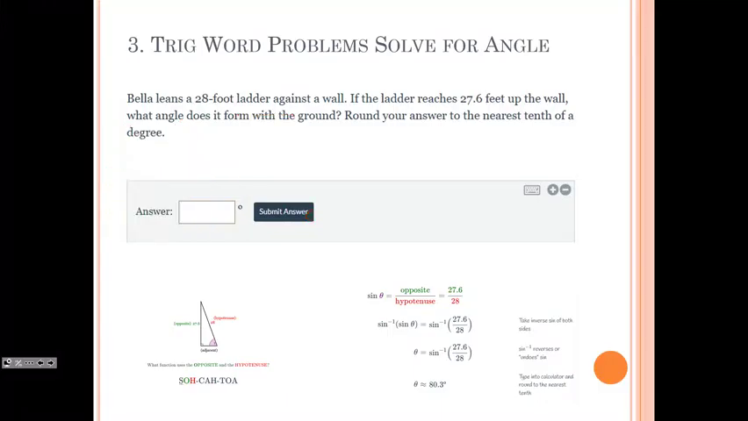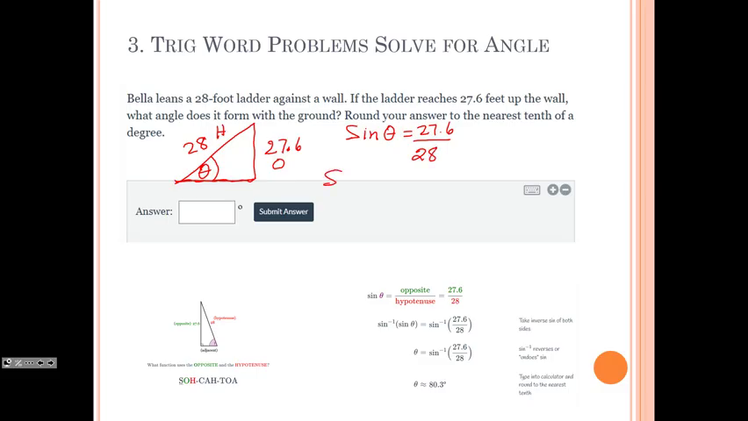Okay, this one right here. Bella leans a 28-foot ladder. So this is your ladder leaning up against a wall at 27.6 feet. I'm just going to put the numbers. What angle does it form with the ground? Your ground is right here. We've got opposite, and we have hypotenuse. What is that? That's the sine. Sine theta equals 27.6 over 28. How do I do it in my calculator? Second sine or shift sine of 27.6 divided by 28. That's going to give you your theta value.